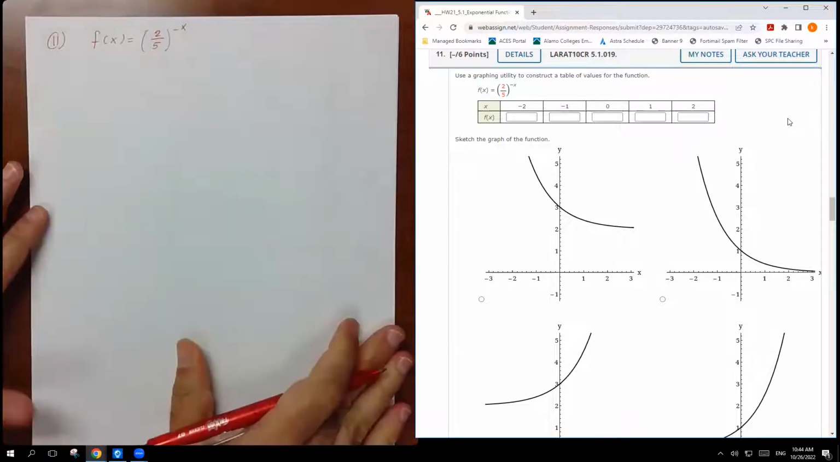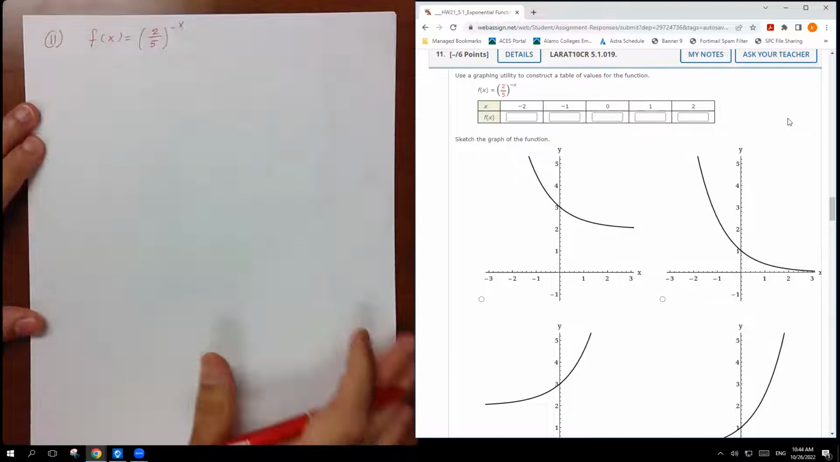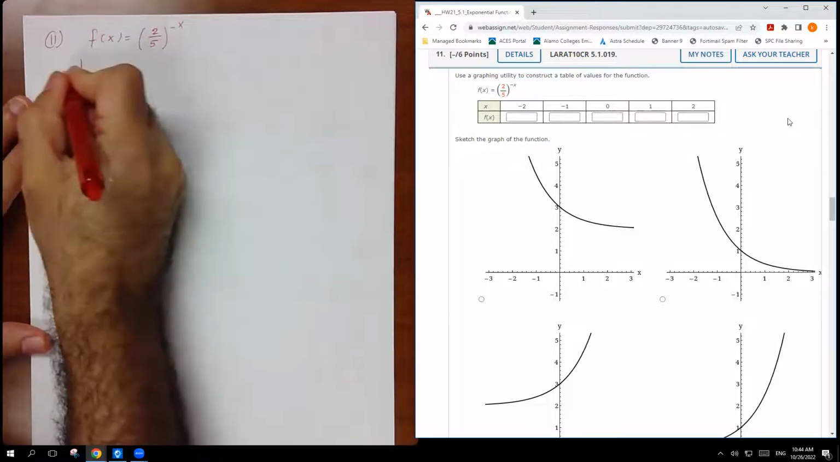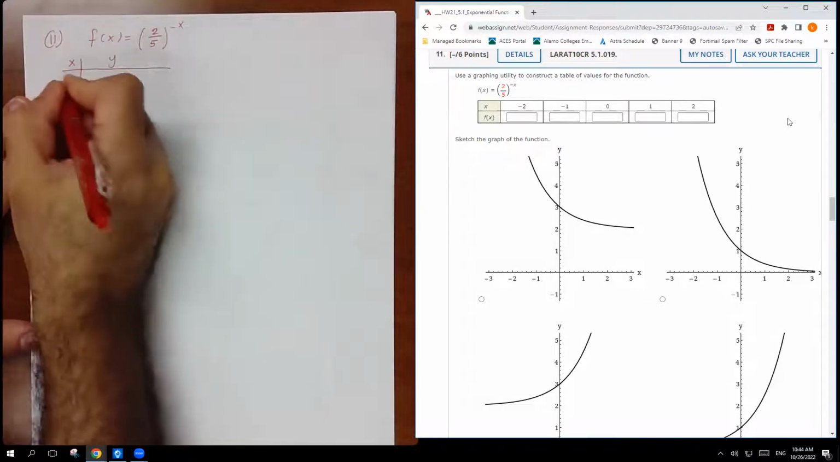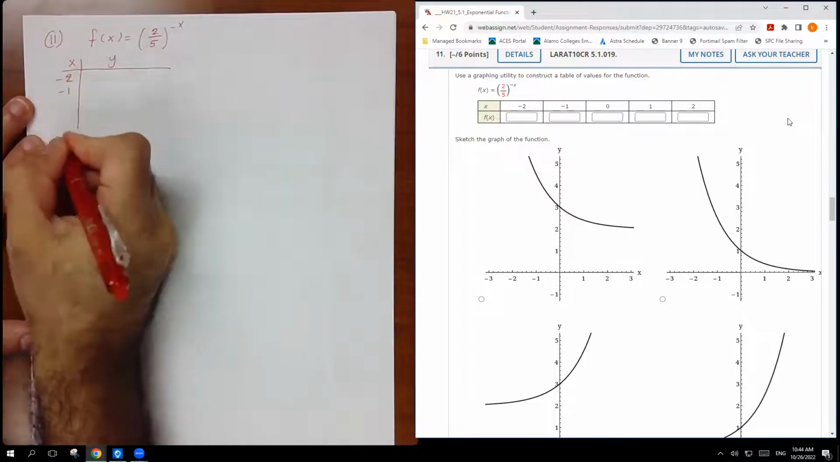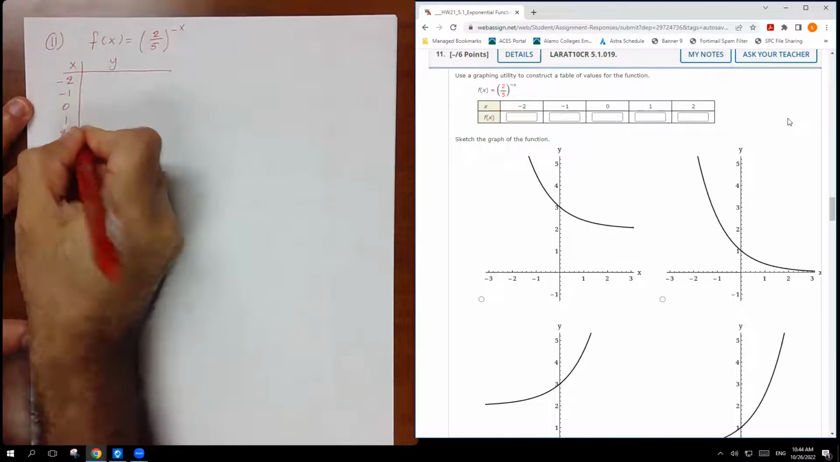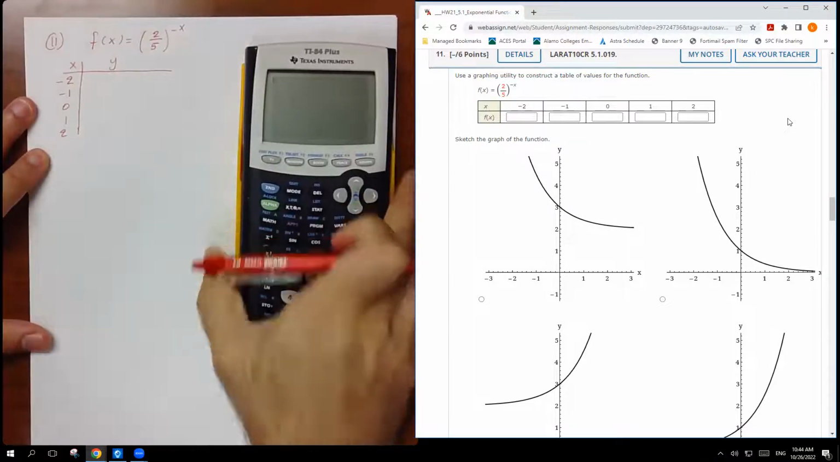Again, you can graph it and find the table. You can find these values, but I prefer to practice evaluating. So let's create this small table with x values to find the y values, and we have -2, -1, 0, 1, 2. So let's learn how to plug in on this function.